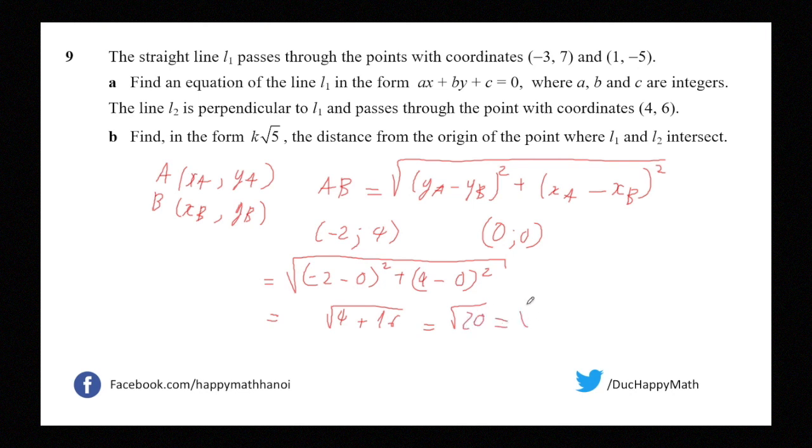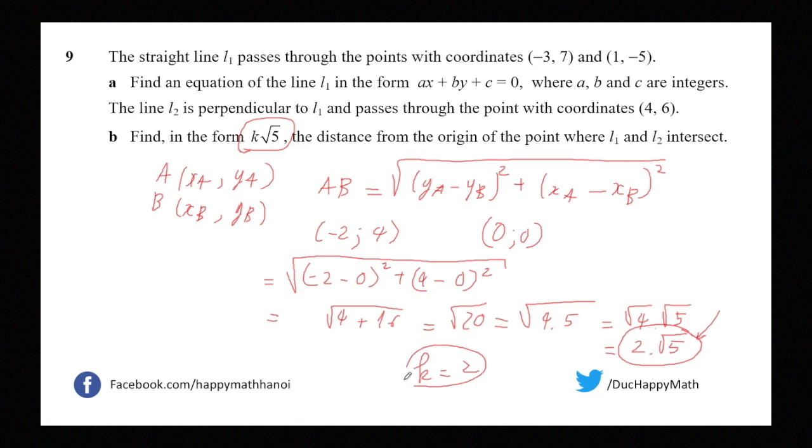The square root of 20 is the square root of 4 times 5, and I separate the radical into two radicals. Square root of 4 times square root of 5 equals 2 times square root of 5. So in this way, I can change the distance between the intersection point and the origin into this form, k times square root of 5. It means k equals 2. Okay, you can understand.